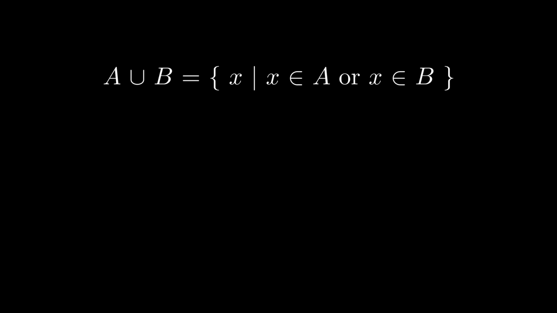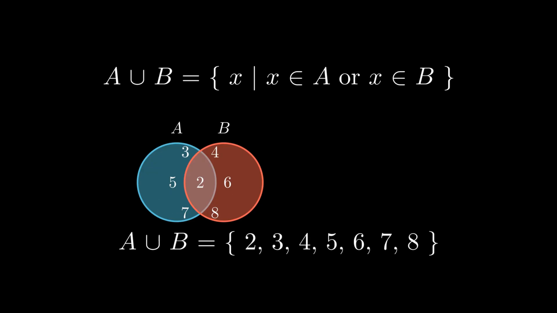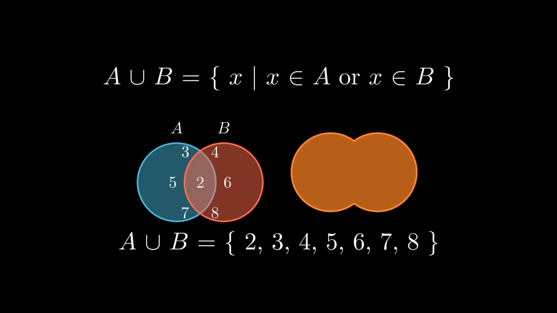Unions are the combination of sets. Formally, they're defined as A union B is equal to the set of all x, where x is an element in A, or x is an element in B. So if we use A and B from our earlier example, then A union B is the set 2, 3, 4, 5, 6, 7, and 8, which we can represent by shading in the entire Venn diagram.